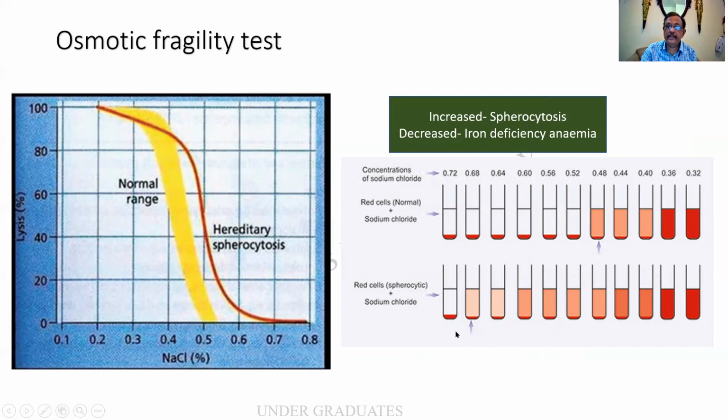Whereas in a case of spherocytosis, it starts much earlier. At 0.68 itself, it starts. So the hemolysis continues. These cells are very fragile in a case of spherocytosis. This particular diagram you can draw, it is not very difficult.